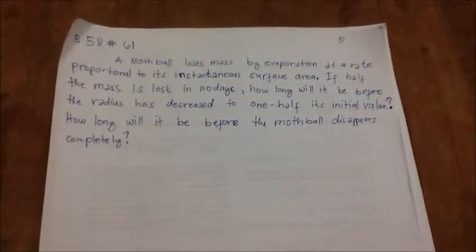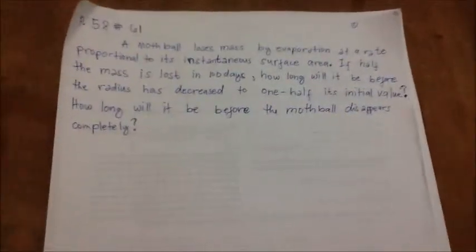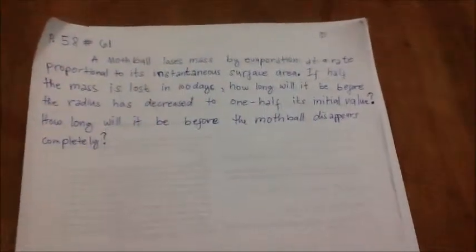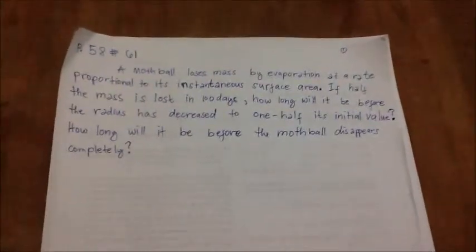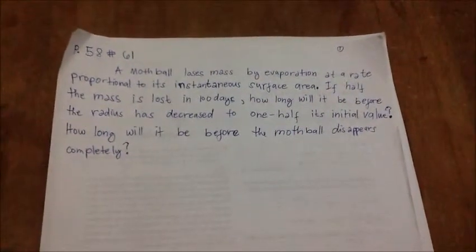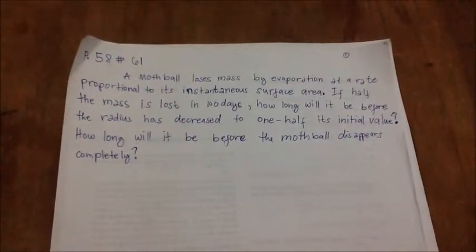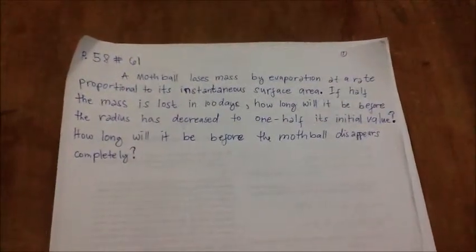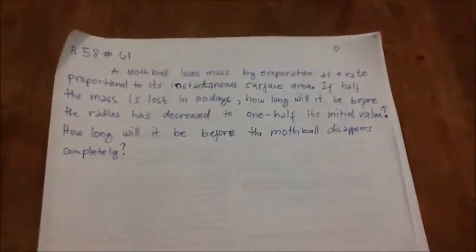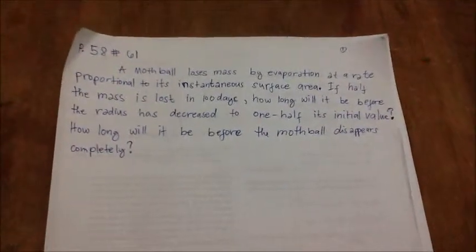Hi, today I want to show you how to solve a problem in ordinary differential equations. A mothball loses mass by evaporation at a rate proportional to its instantaneous surface area. If half the mass is lost in 100 days, how long will it be before the radius has decreased to one half its initial value? How long will it be before the mothball disappears completely?